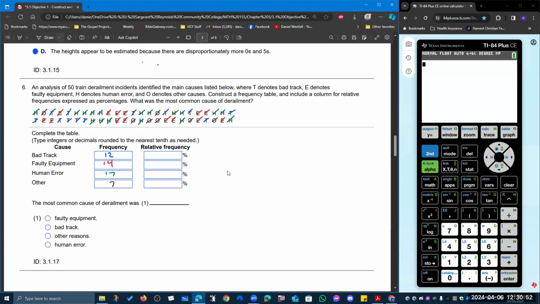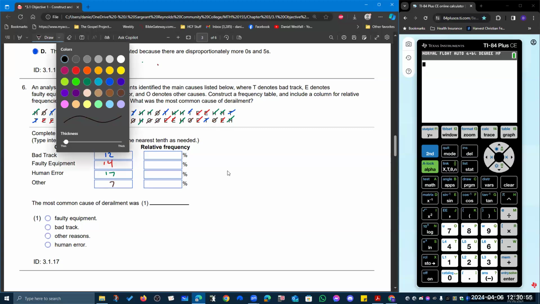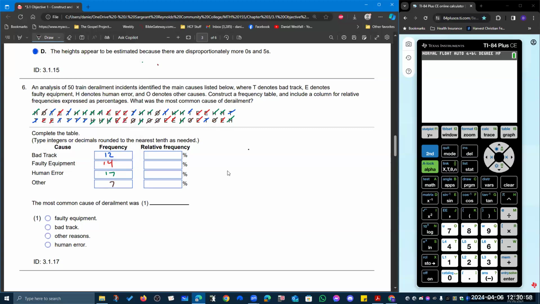So when I go back here and add them all together, 26, 33, 40, 50. And that's exactly what I should have gotten because my N is 50. So now I'm just going to compute them. 12 divided by 50 is going to be 24%. It's going to be doubling these numbers to turn them into percent. So that's going to be 28%, 34%, and 14%.